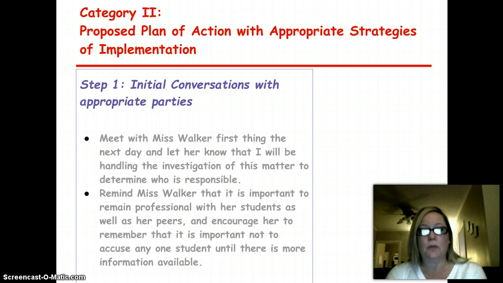Secondly, I thought that it was important to remind Ms. Walker that she needs to remain professional with her students as well as her peers. I don't want her to approach her class in such a way that maybe she has some preconceived notions about the students involved and treats them any differently. I also want her to remain professional with her peers and not be chit-chatting and talking about it in the hallways and in the teacher's lounge. And I would encourage her to remember that it's important not to accuse any one student until there's more information available.